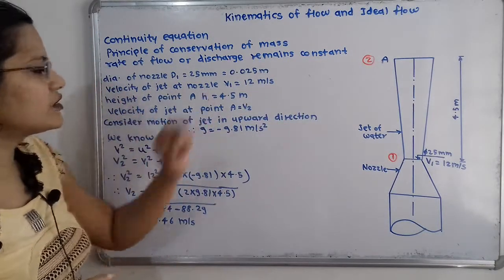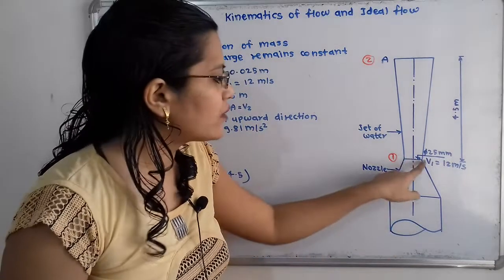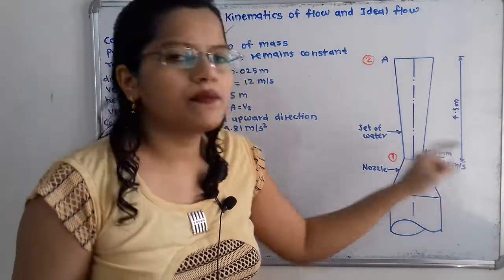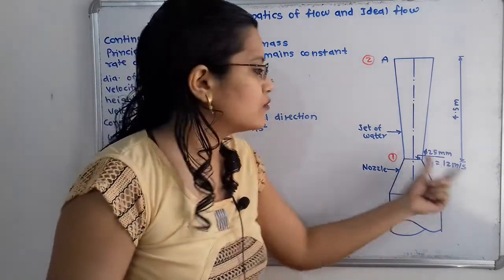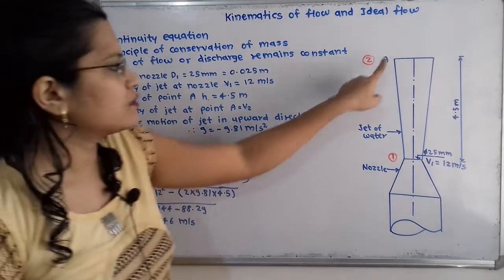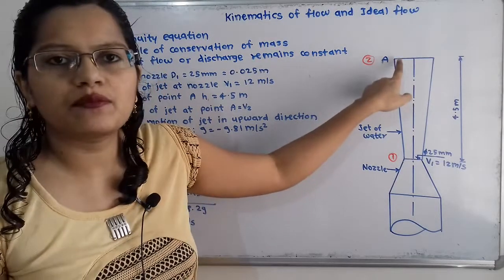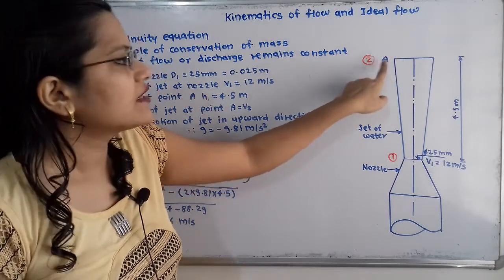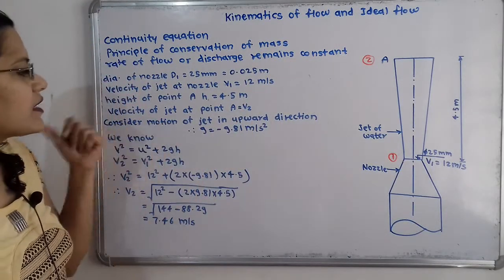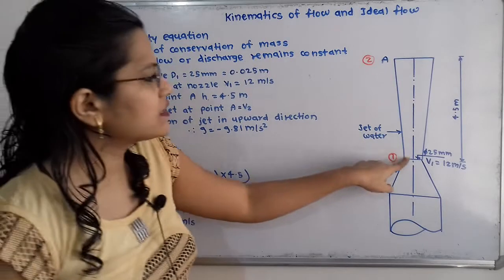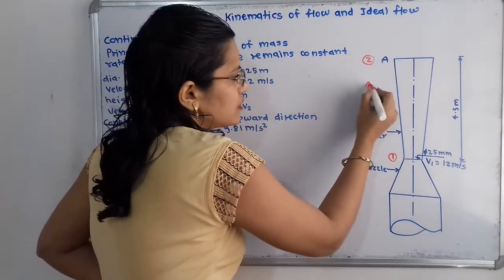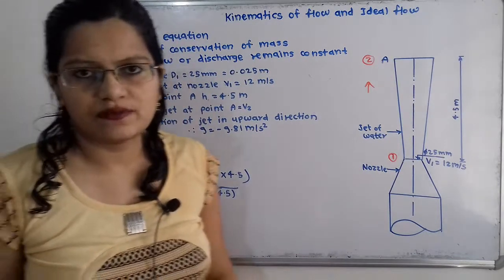So what is the velocity of the jet at the nozzle? At the nozzle, that means at point 1, we will say V1 is equal to 12 meters per second. That we have to write. Then the velocity of the jet at point A, that is V2, we have to consider. Then we will consider that the motion of the jet is in the upward direction.